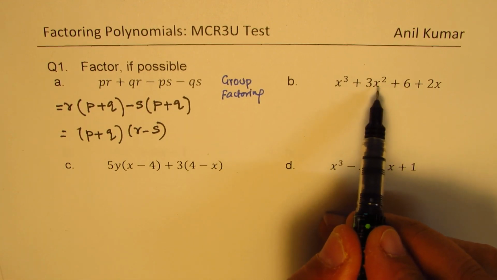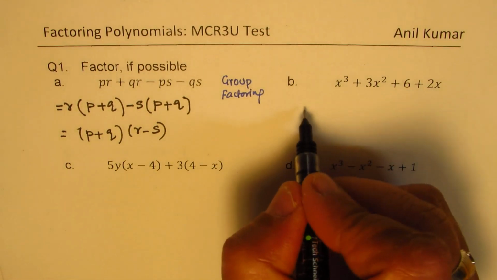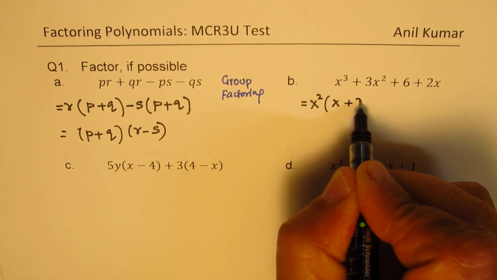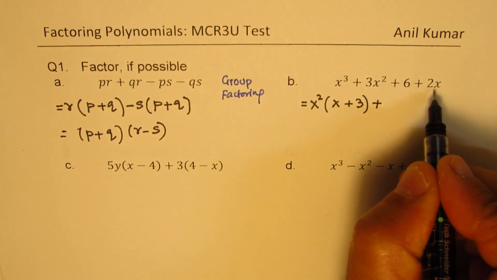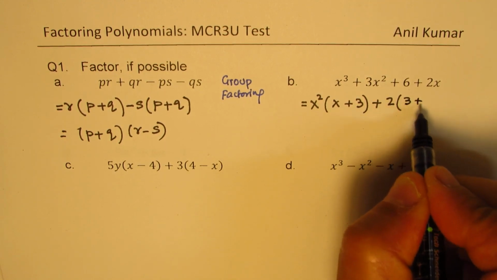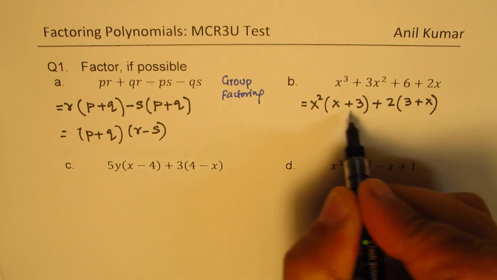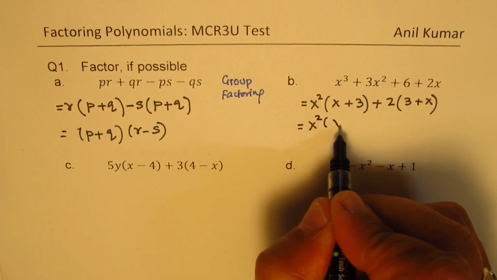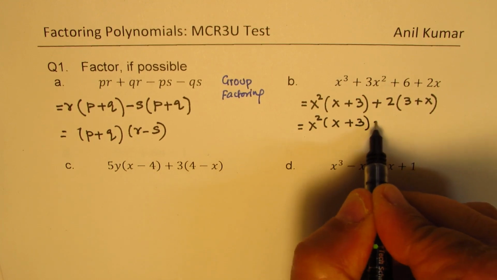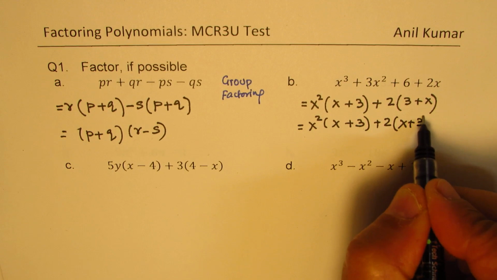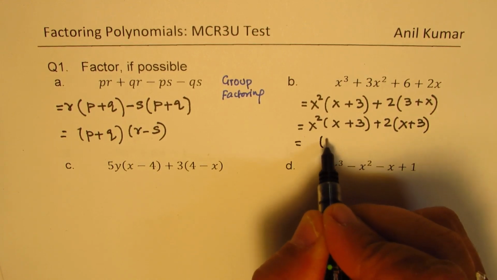So in the first 2 terms we have x square common. So I'll write this as x square, and we have x plus 3. Now in the next 2 terms 2 is common, right? So we have 3 plus x. Now x plus 3 and 3 plus x is kind of same thing. You could go one more step here just to write it in proper order. That is commutative property, right? Okay, and now we'll factor this.